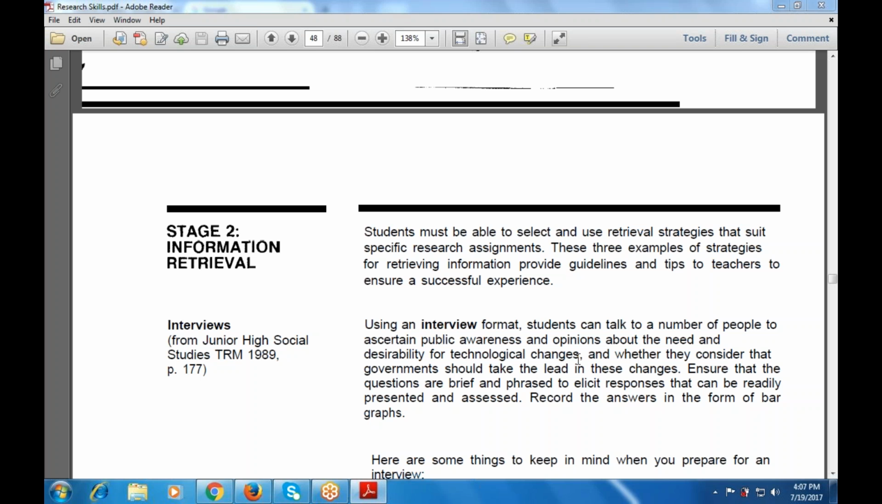So let's start the session. Today's topic is stage number two, information retrieval in the case of the interviews. That is a procedure or a method to gather the information. So students must be able to select and use retrieval strategies that suit specific research assignments.